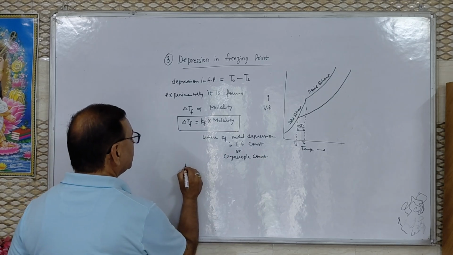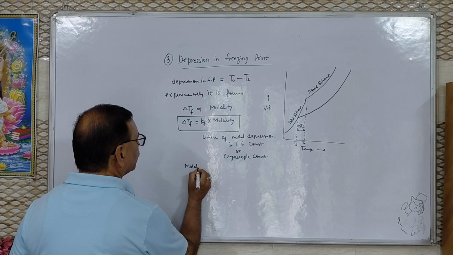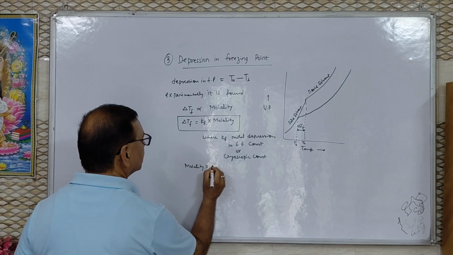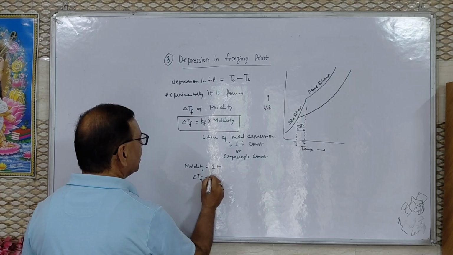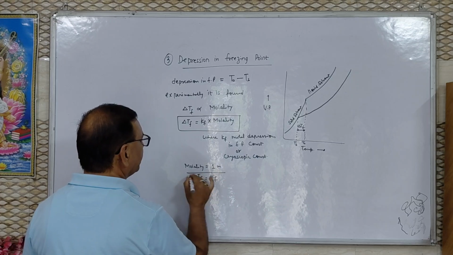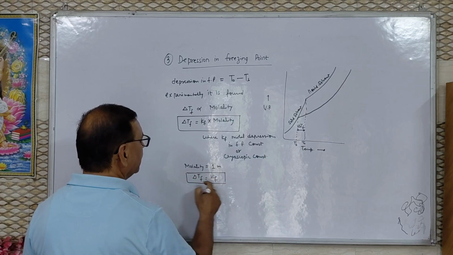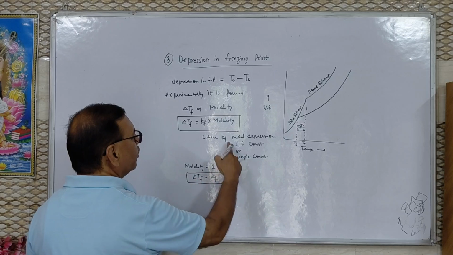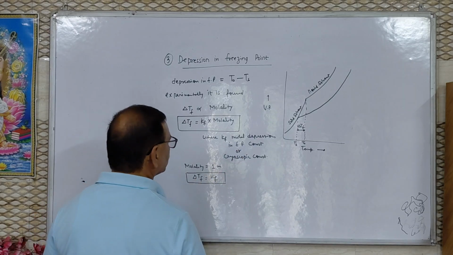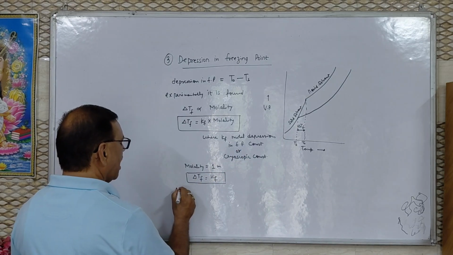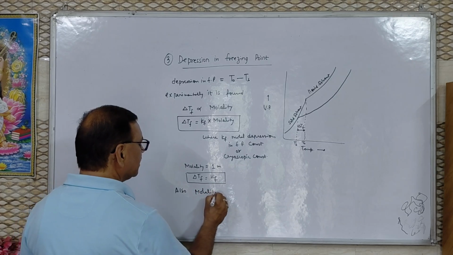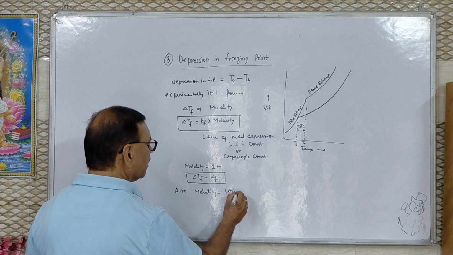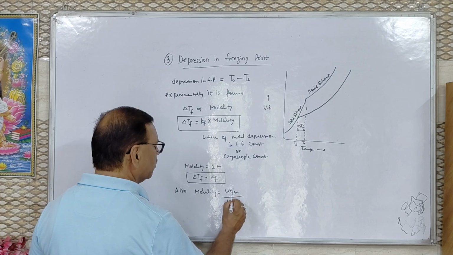When the molarity of the solution is equal to 1, delta TF is equal to Kf. Depression in freezing point is equal to the molar depression in freezing point constant. Also, molarity is equal to the number of moles of the solute per weight of solvent in kg.